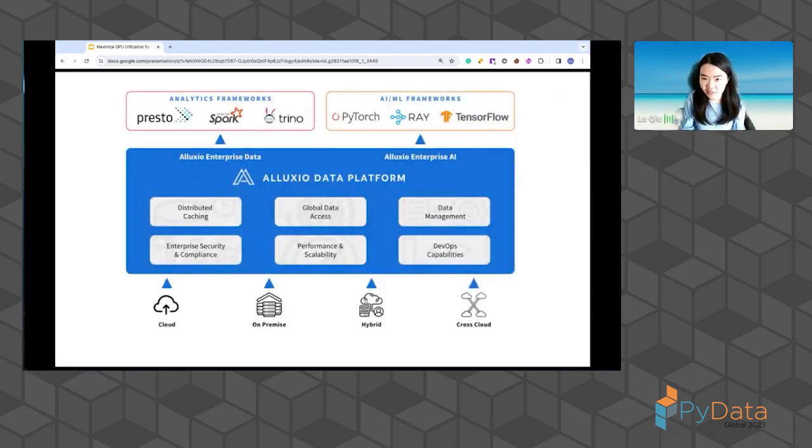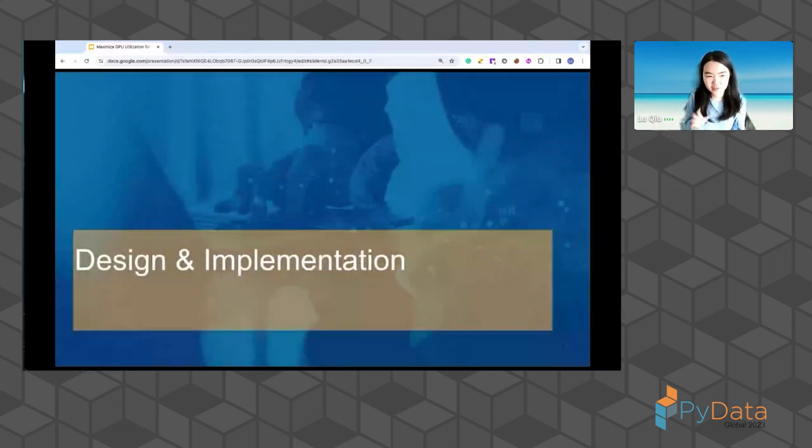So for the functionality side, it has different aspects. The main aspects are that it provides distributed caching capability, it provides global data access, and some data management, including some data migration. So in this session, we will briefly talk about some of the high-level design and implementation of this Elastic Data Platform.